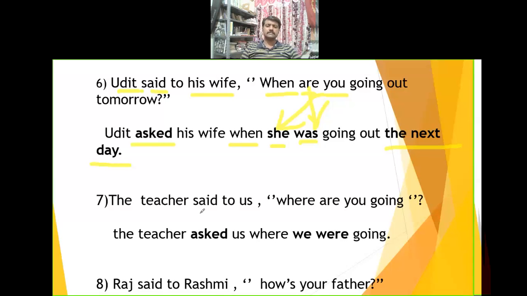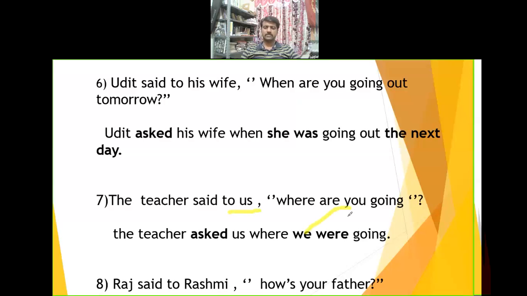The teacher said to us, "Where are you going?" Okay, fine. The teacher asked. Reported verb. Where is the joining clause. And first, the subject is there. First you have to write the subject, you. Yes, you becomes we. He is talking to us, plural.